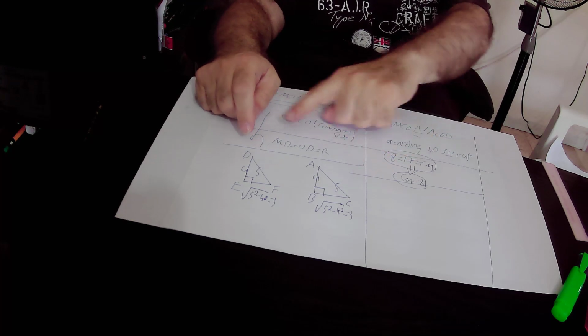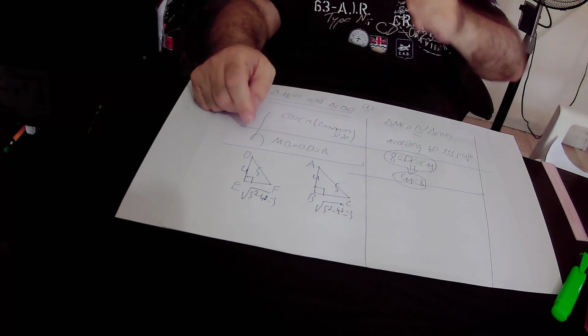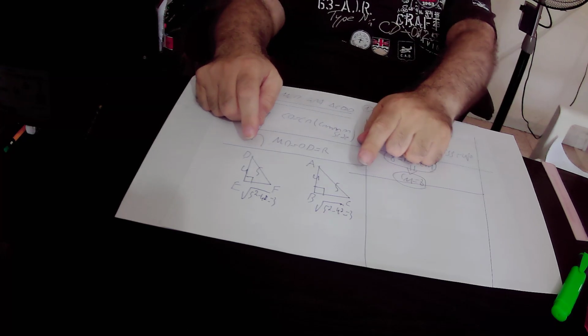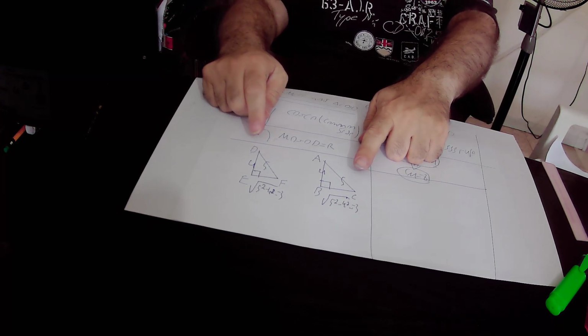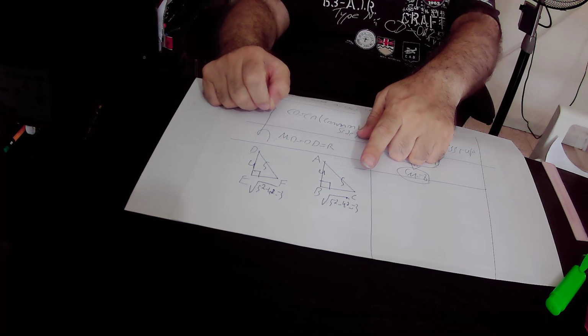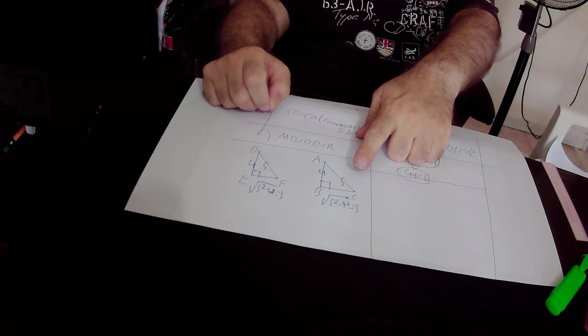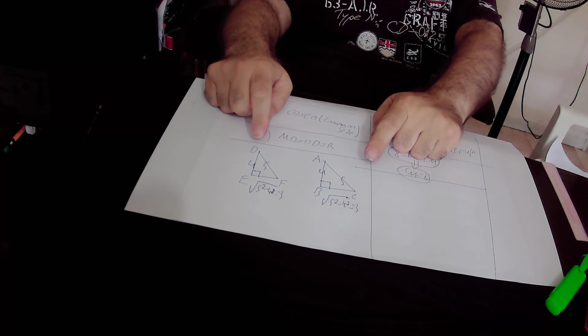Because AC equals EF equals 5 and AB equals EF equals 4. Therefore, the third side must also be congruent. Why? Because the third side, according to the Pythagorean theorem, must be equal to the square root of 5 squared minus 4 squared, that is 3.